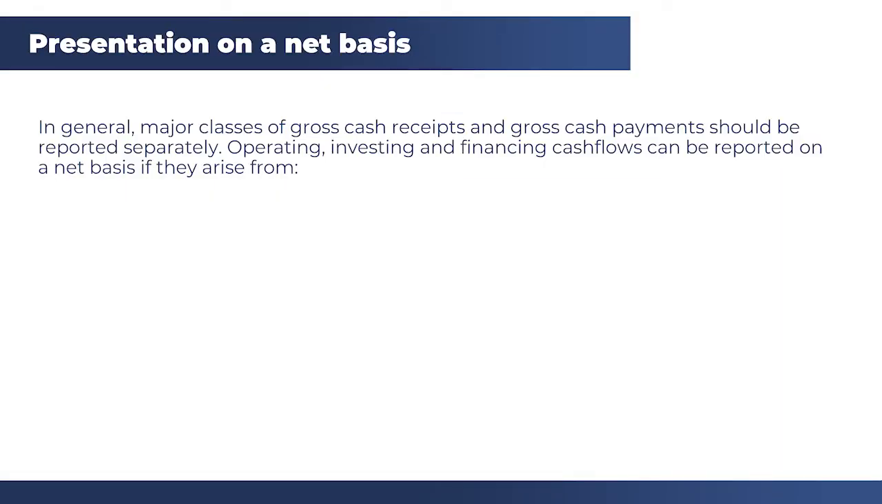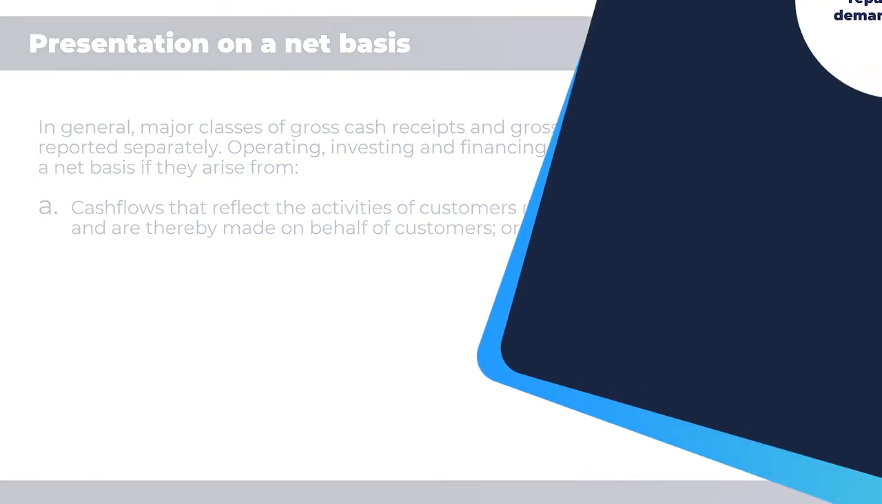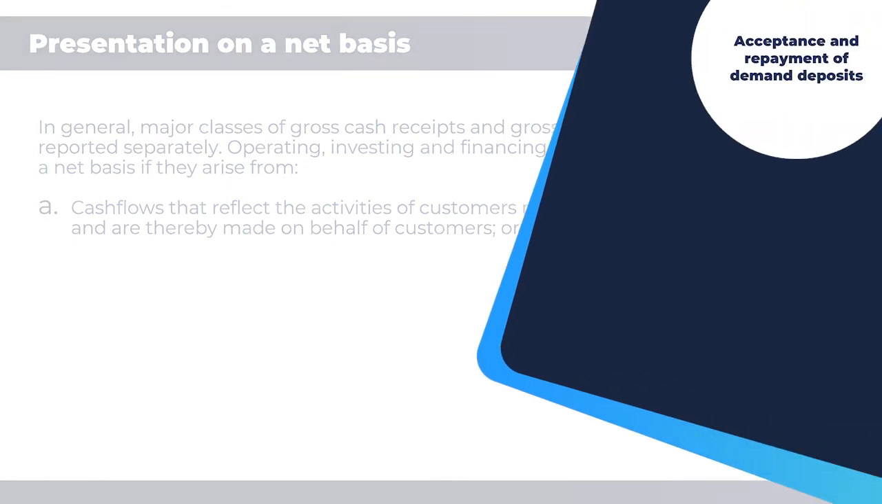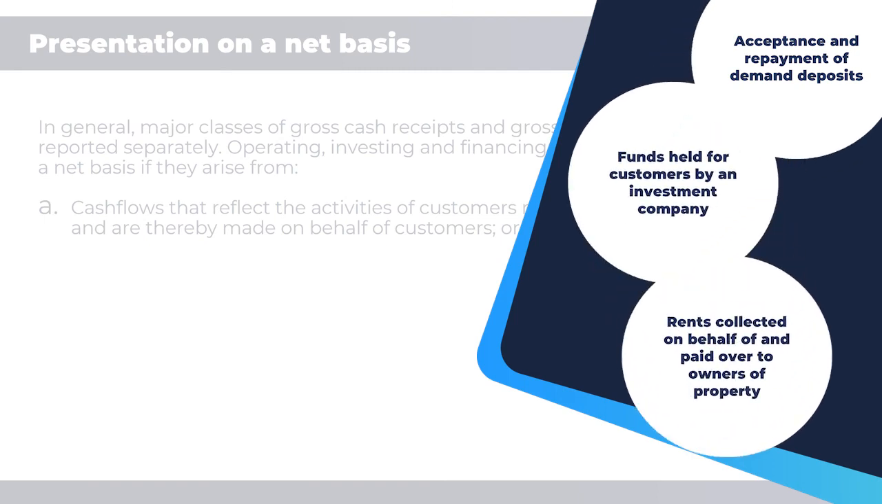So what do we mean by presentation on a net basis? In general, major classes of gross cash receipts and gross cash payments should be reported separately. Operating, investing, and financing cash flows can be reported on a net basis if they arise from cash flows that reflect the activities of customers rather than those of the entity and are thereby made on behalf of customers. An example of this include acceptance and repayment of demand deposits by a bank, funds held for customers by an investment company, and rents collected on behalf of and paid over to owners of properties.